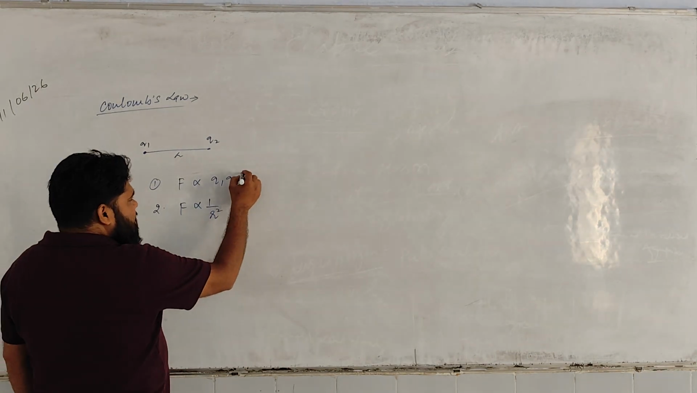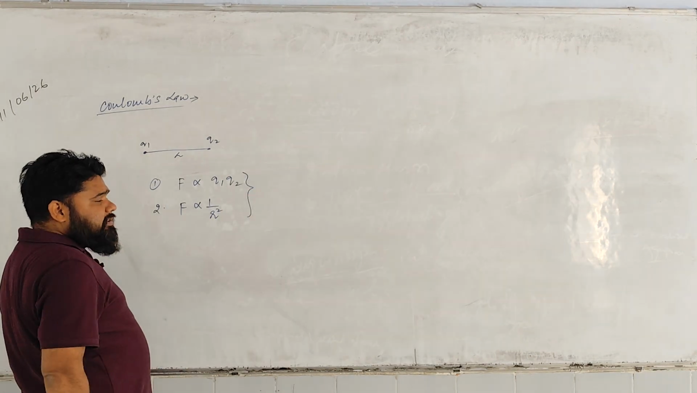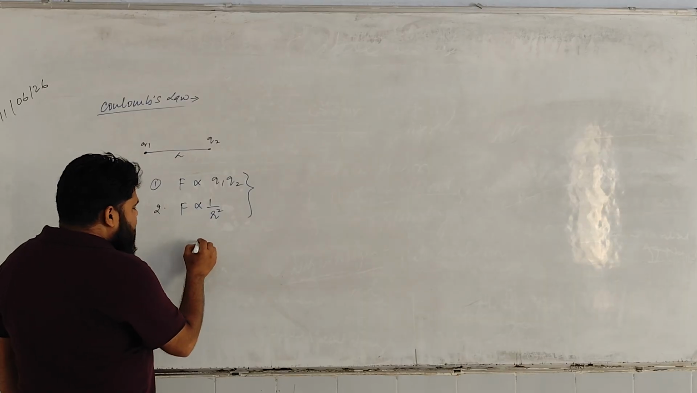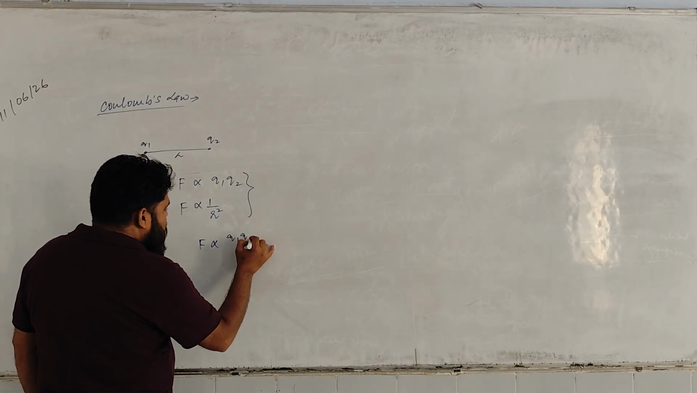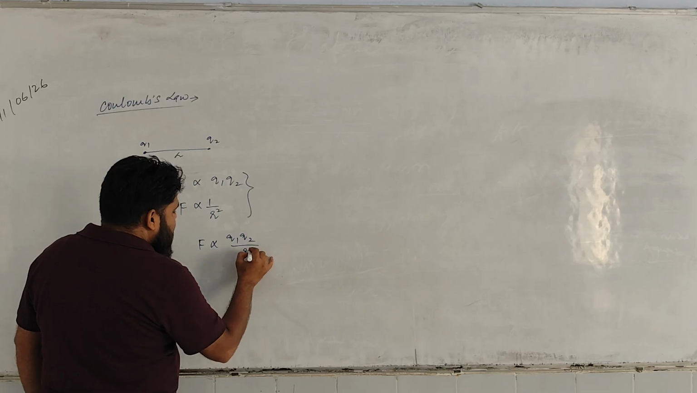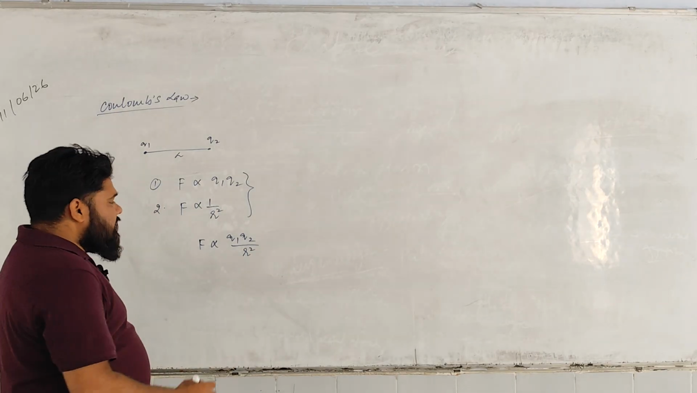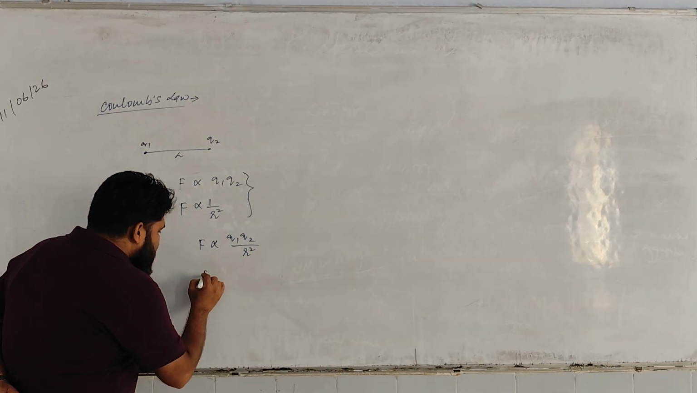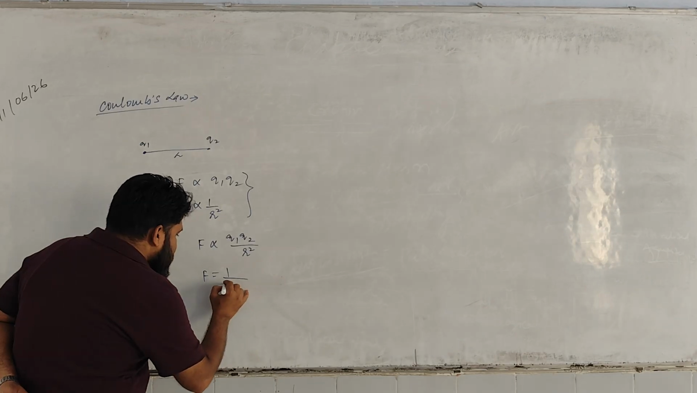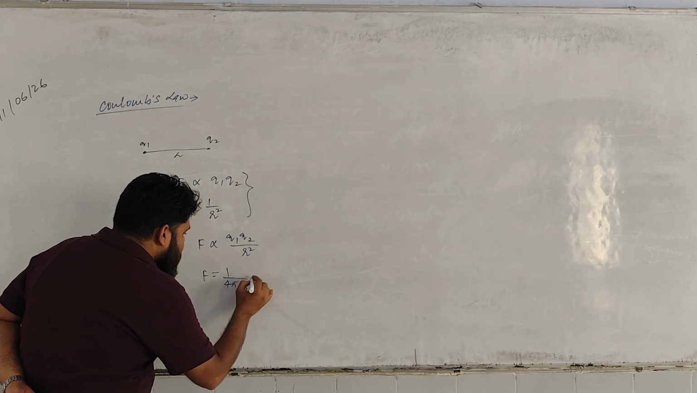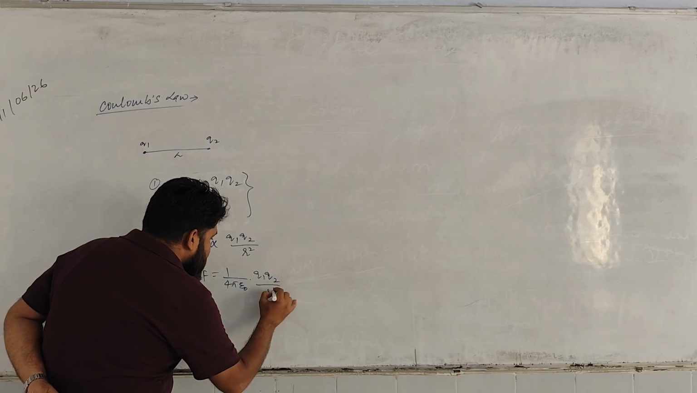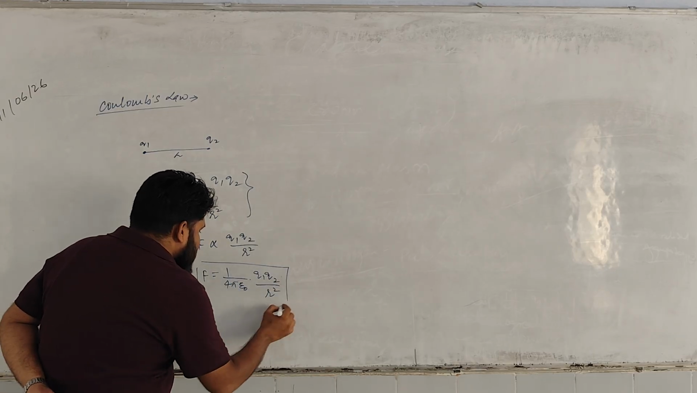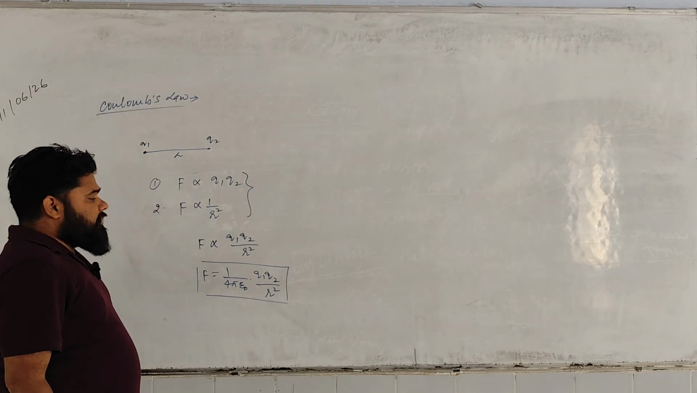So when we combine these two statements, we get F is proportional to Q1 Q2 over R square. And when we remove the sign of proportion, we put in a constant, which is equal to 1 over 4 pi epsilon naught, so F equals 1 over 4 pi epsilon naught times Q1 Q2 over R square. That is the force of interaction between the two point charges.